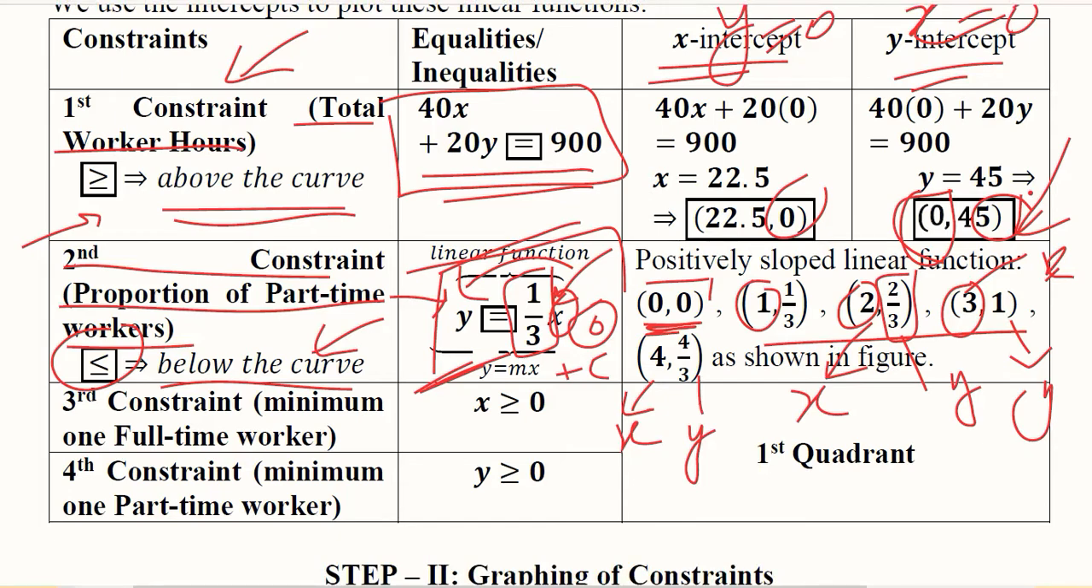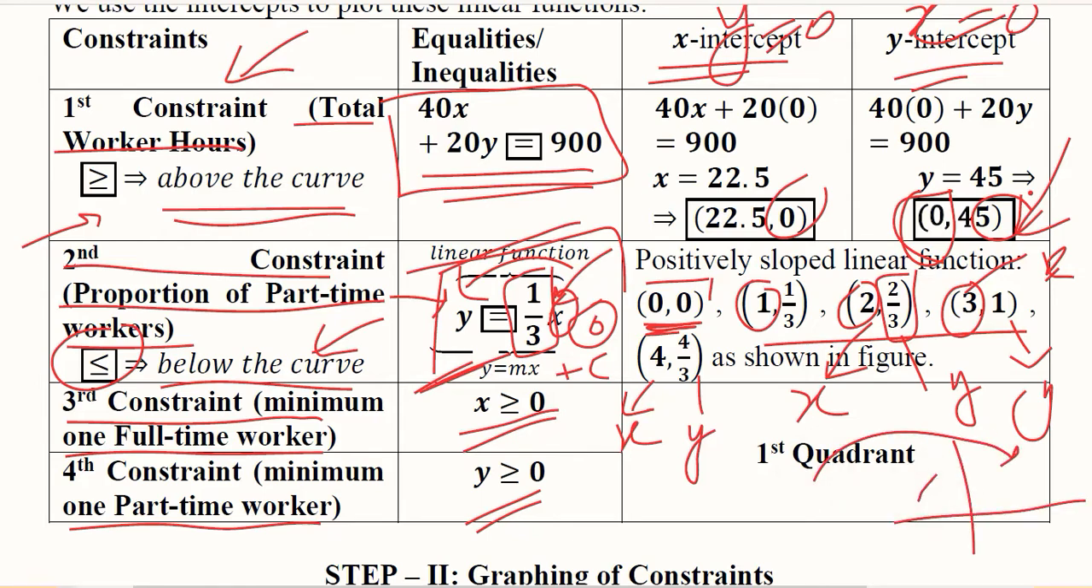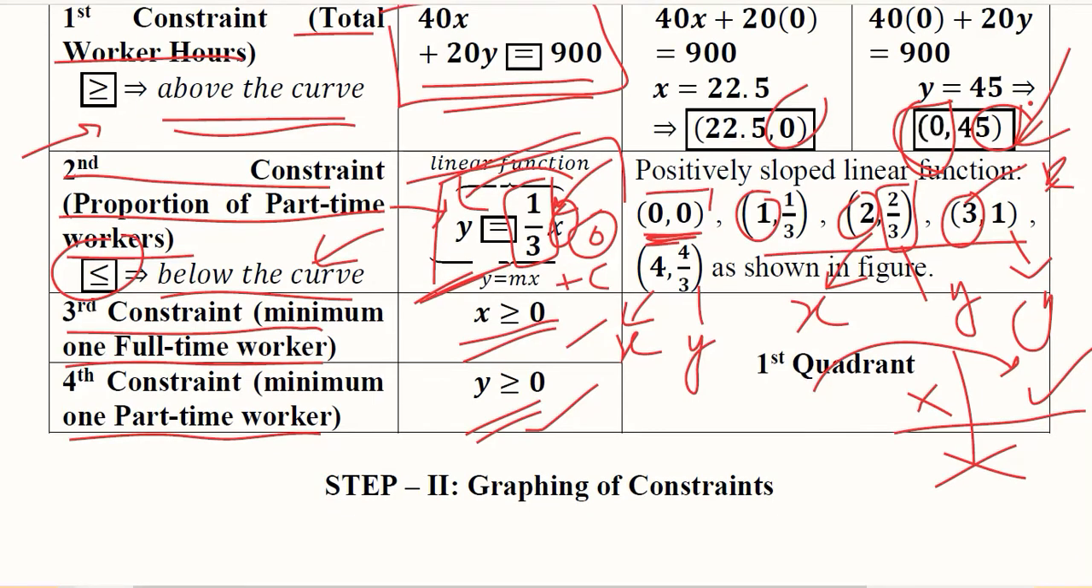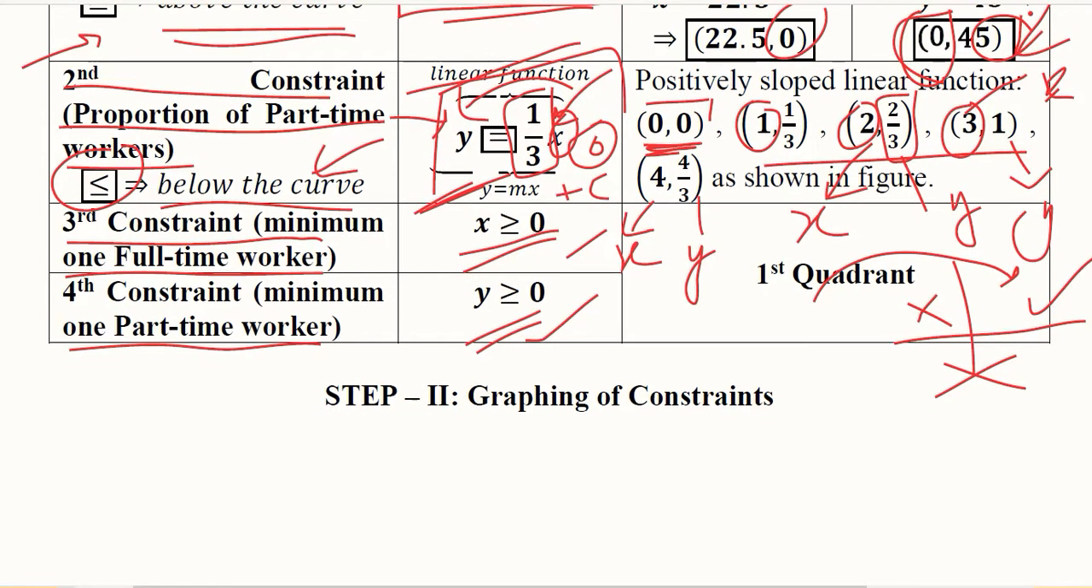And finally, we have two non-negativity constraints that we need some full-time workers as well as some part-time workers to bring about some output. So both x and y, they are non-negative. So the graph will appear in the first quadrant, and the other quadrants will not be possible. Only the first quadrant will be possible, as both x and y are workers, so they will be positive in terms of their number. And the step 2 is the graphing of these constraints.